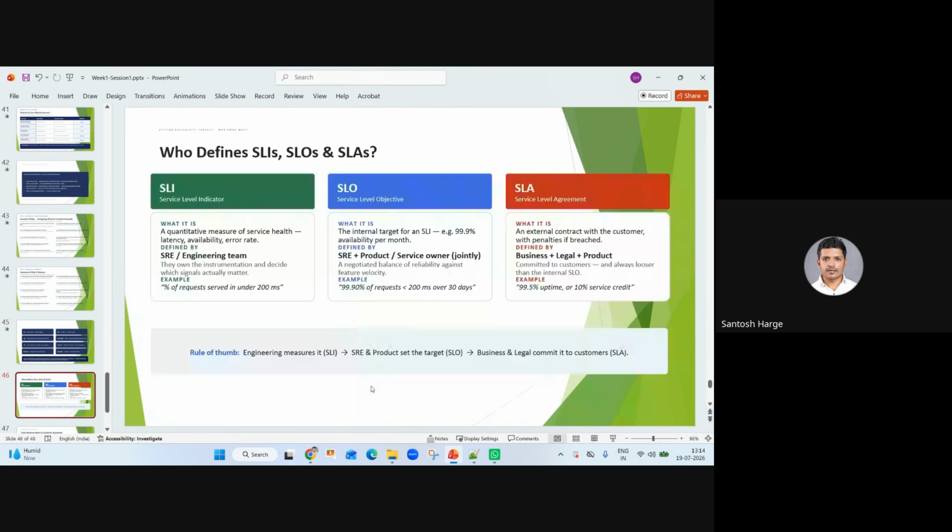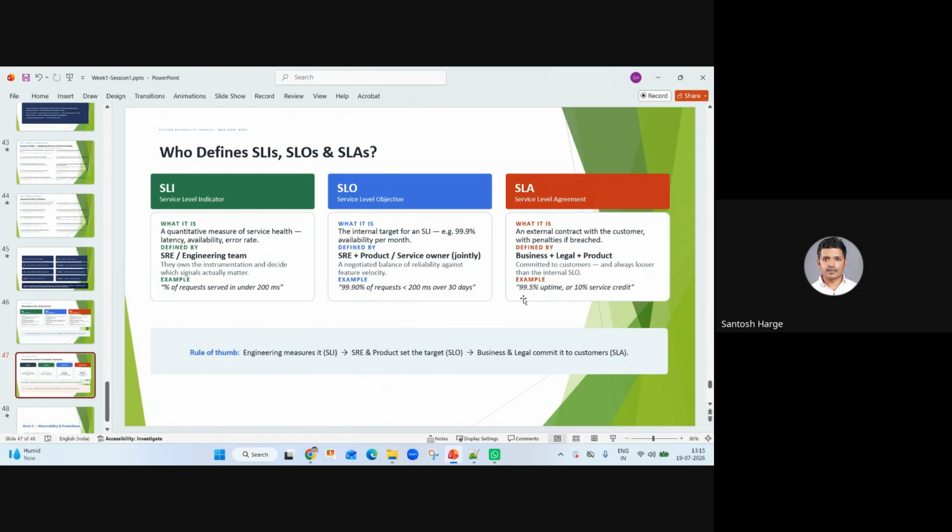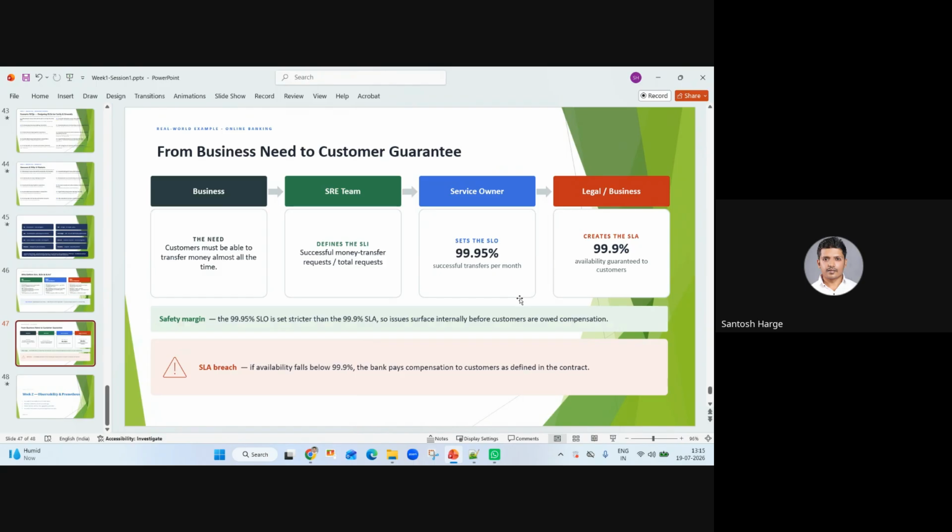Okay, this is again additional info that I have mentioned about who needs to set up what, and who needs to set up the SLA, SLI. This is the real-time example of how exactly the business sets an SLA, and what happens when the SLA breaches. So this is nothing but the flow. Okay.